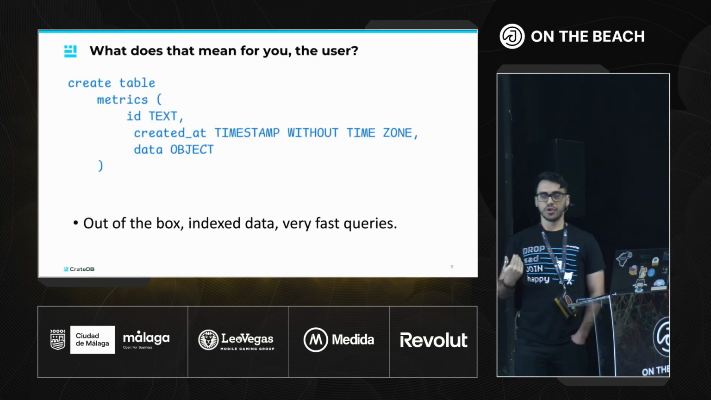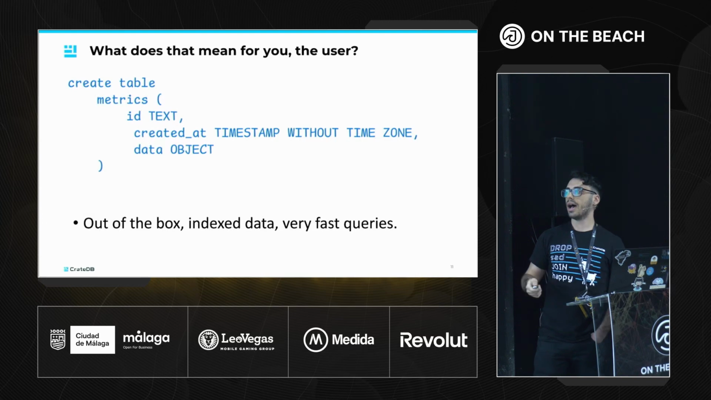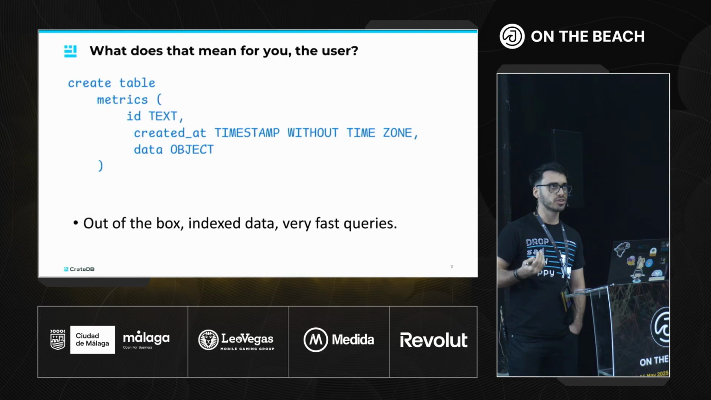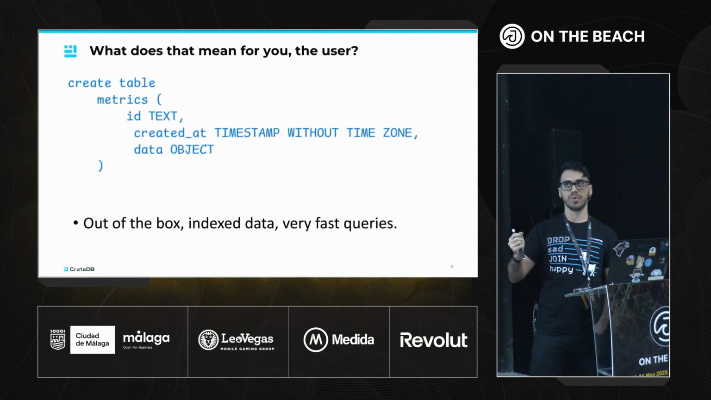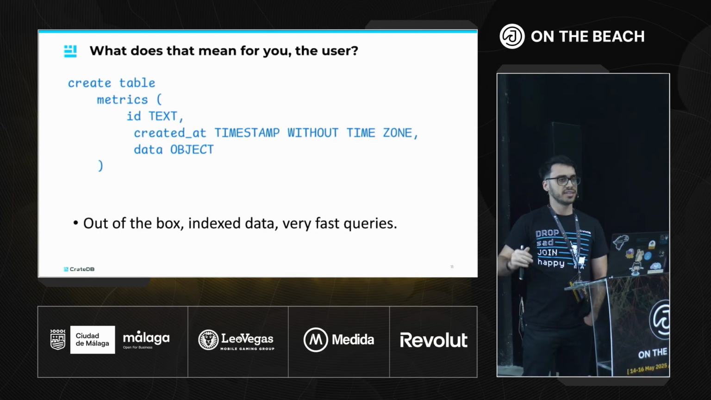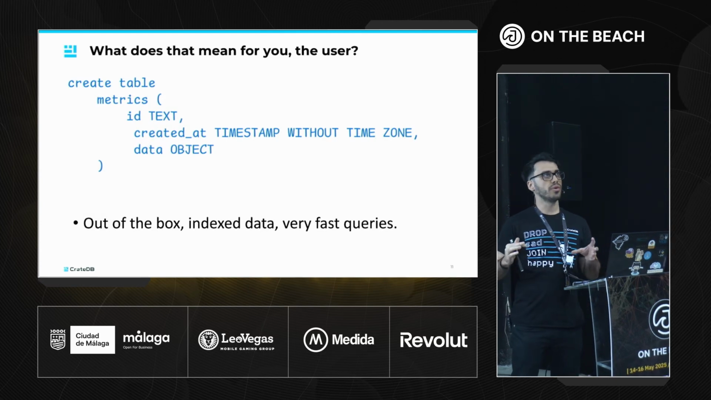So what does that mean for you as a possible CrateDB user? That means that you just need to create one table. This is the table definition for the insert that we saw before. Out of the box, the data is indexed. You have fast queries, and you don't have to worry about reorganizing the data, or into which column you build the index. It's just all by default. So we completely change the way we think about indexes.